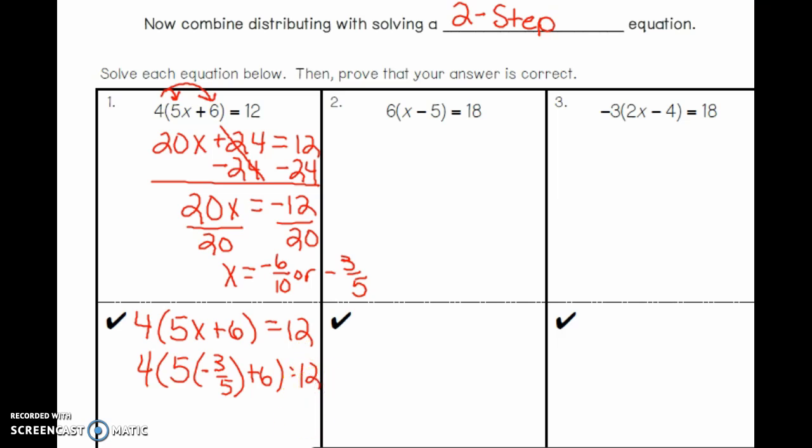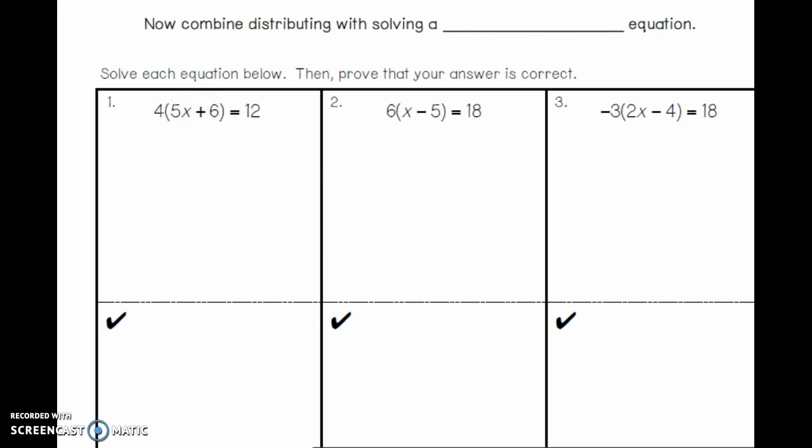The beauty of this problem is the 5's cancel out. So I have 4 times negative 3 plus 6, which equals 12. 4 times negative 3 plus 6, which is positive 3, is 12. And yes, 4 times 3 is 12, and 12 equals 12. I hope you can see that. Take a second, make sure you have all of that work written down. I'm going to pause it. Liana is going to take the first step and distribute for us in number 2. Go ahead, Liana.